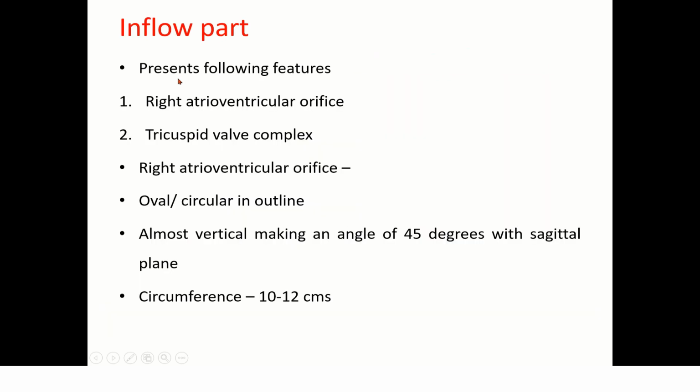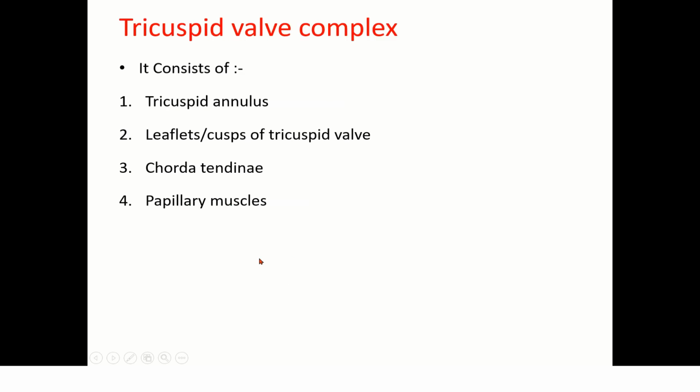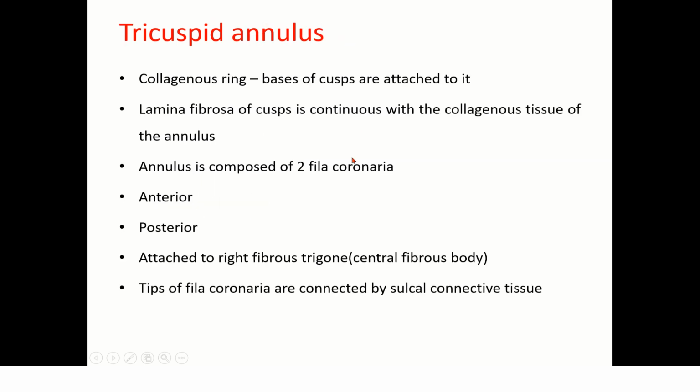The inflow part presents the following features: the right atrioventricular orifice and the tricuspid valve complex. The right atrioventricular orifice is oval or circular in outline, almost vertical, making an angle of 45 degrees with the sagittal plane. The circumference of the right atrioventricular orifice is 10 to 12 centimeters. Coming to the tricuspid valve complex, it has the tricuspid annulus, leaflets or cusps of the tricuspid valve, chordae tendineae, and papillary muscles.